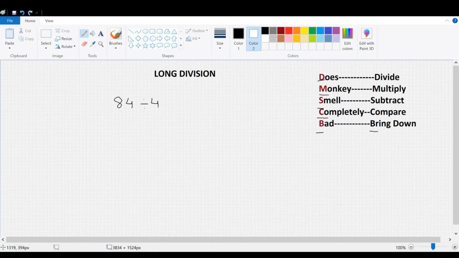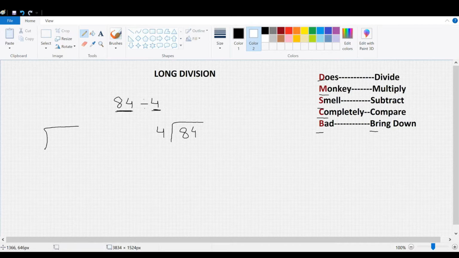Now the first thing we need to do is draw the division house. This is the division house. Some people like to draw the division house like this. Any one is okay. So the first number that you see here is 84. It will go inside your division house. The second number, which is 4, will go outside your division house.